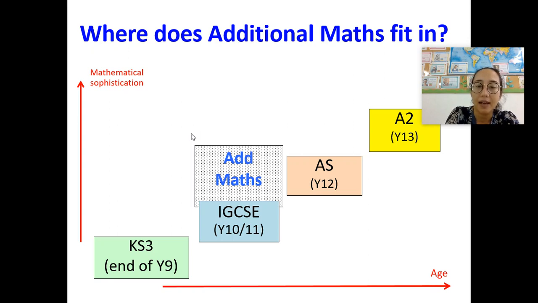So a lot of the content, there is overlap with IGCSE, but there's a lot of also overlap with AS level content and some A2 level content at Year 13.